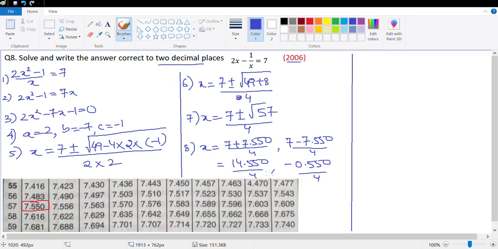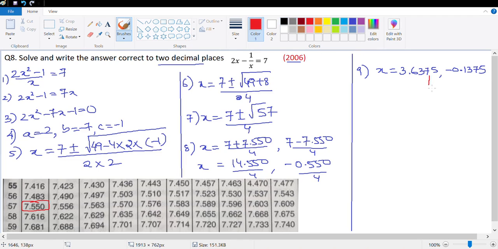So that gives us x is equal to 14.550 by 4, that's 3.6375, or x will be equal to negative 0.550 by 4, which means negative 0.1375. So x is equal to 3.6375 or negative 0.1375. They want the answer correct up to 2 decimal places.